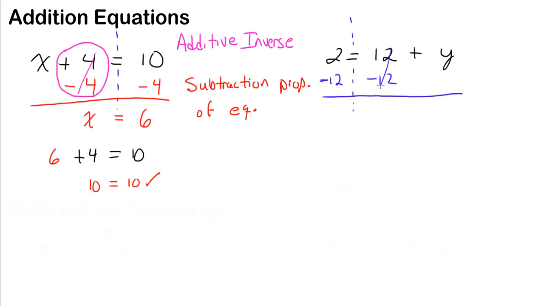So 12 minus 12 cancels out, leaving me with, on the right-hand side, a y, and on the left-hand side, 2 minus 12. This is positive and negative, so we subtract and keep the sign of the bigger number. So 2 minus 12 equals negative 10. Again, I can substitute this into the original equation to see if I'm correct. So I have 2 equals 12 plus negative 10. 12 plus negative 10 is the same thing as 12 minus 10, and 12 minus 10 is 2. So I have 2 equals 2, and that is true.